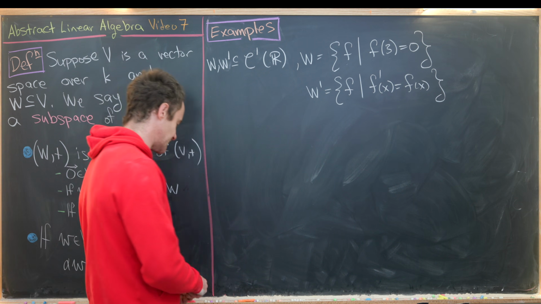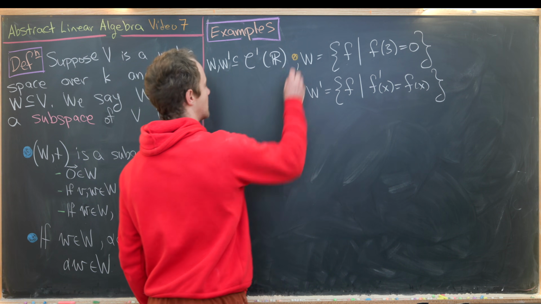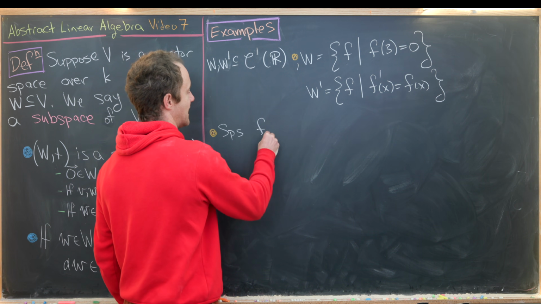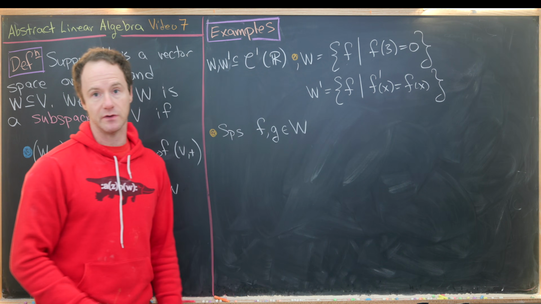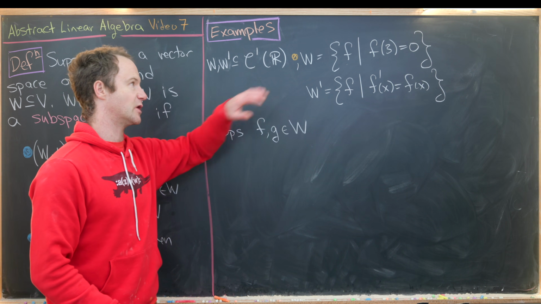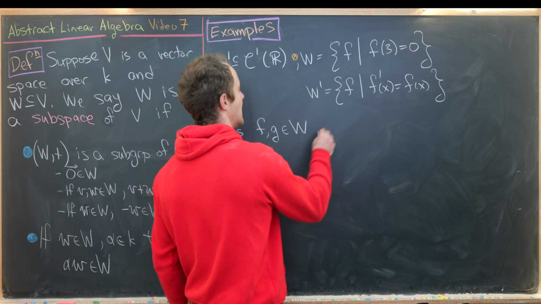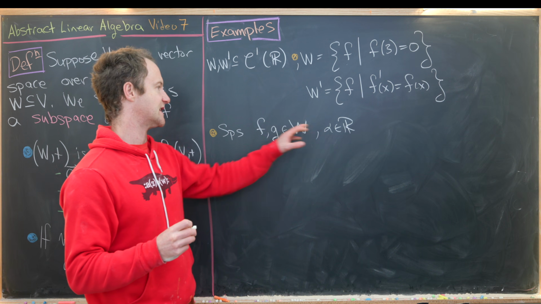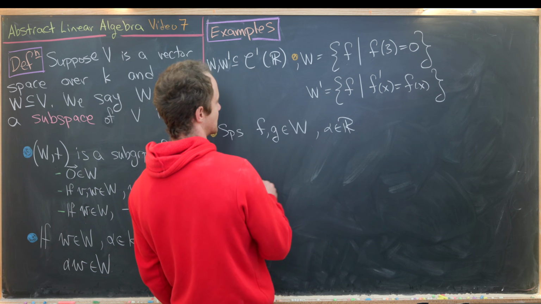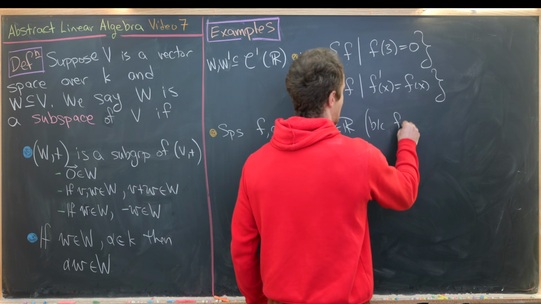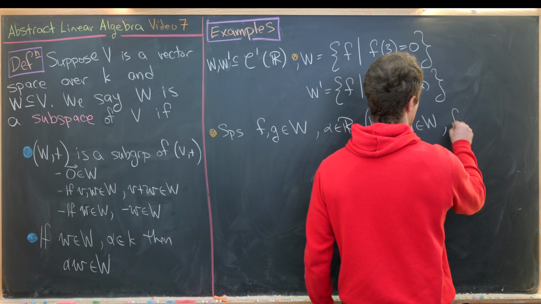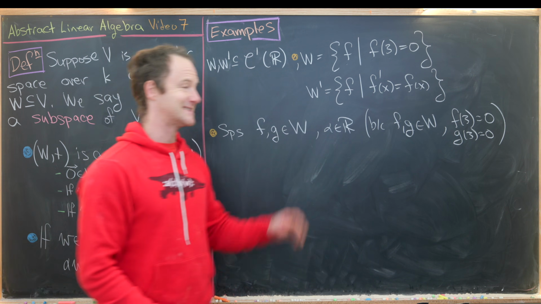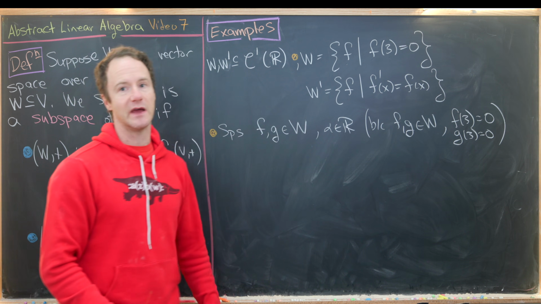So let's check that each of these are subspaces. Let's maybe color code this one orange, and we'll do this first. So let's suppose that f and g are in W. Remember, elements from W are elements from C1(R) with a condition, so they are functions. And then we'll take alpha, which is a real number. We need two vectors, which are functions in this case, and we need a scalar, which is a number in this case. Because f and g are in W, we know that f of 3 is equal to 0 and g of 3 is equal to 0. That's the entry fee to get into W. You have to evaluate at 3 to 0.